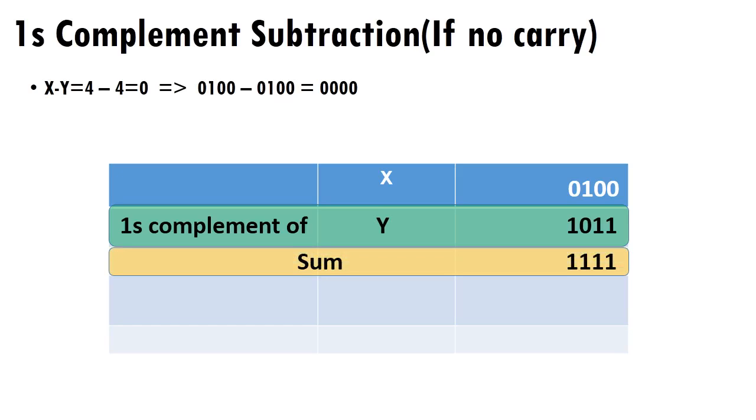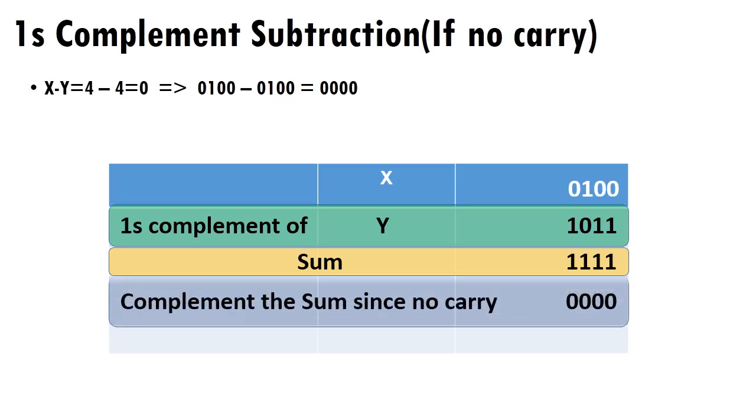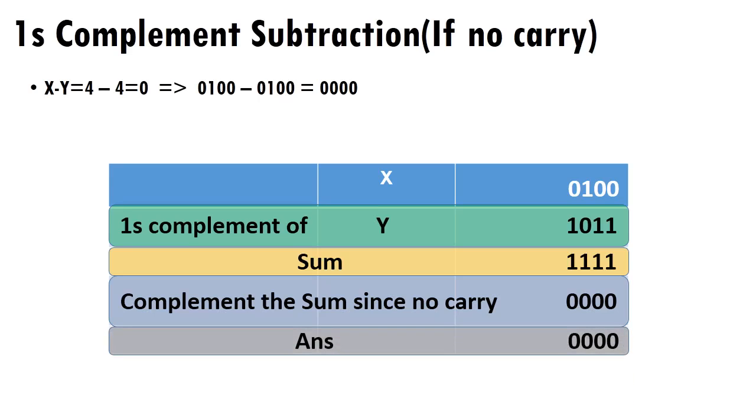In this example, there is no carry, so we have to complement the sum once again. Usually for the 1's complement, if the carry is not generated, the answer should be a negative number. In this case, the answer is 0, so the minus sign is not required.